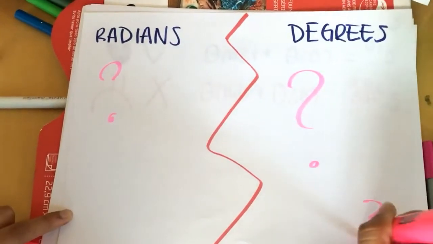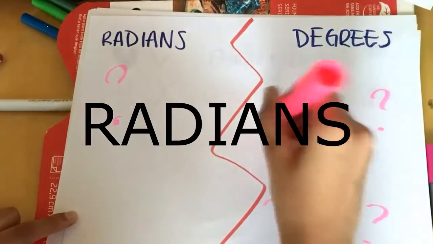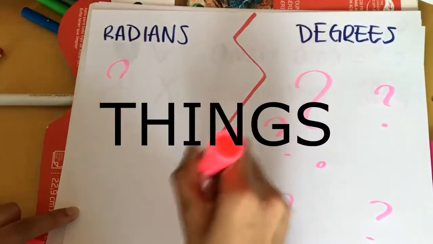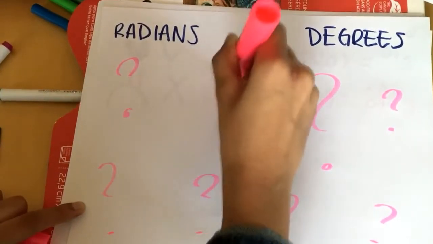Because they make life really easy. But do they really exist? If we discovered radians for convenience, how many other things have we discovered due to convenience? Are they real? Were they discovered?